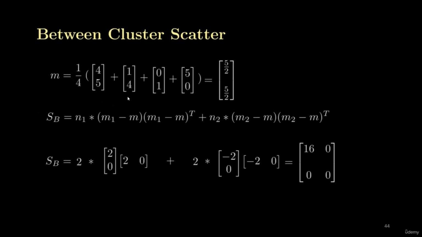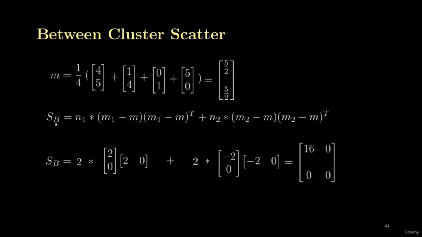Now it's time to calculate the between-cluster scatter matrix. For between-cluster, you have to calculate the mean of all the 4 points. So these are our 4 points in the data set. We add them and divide by 4. So this is the mean of all the data points, or the whole data set.